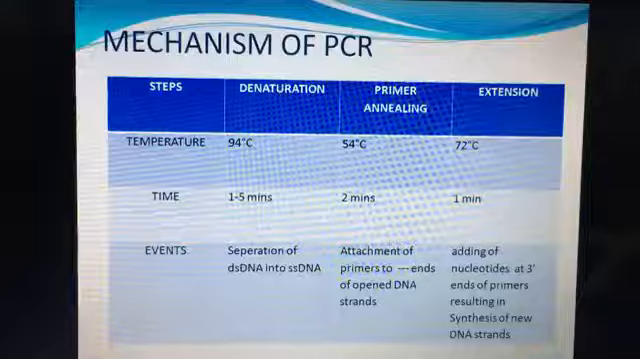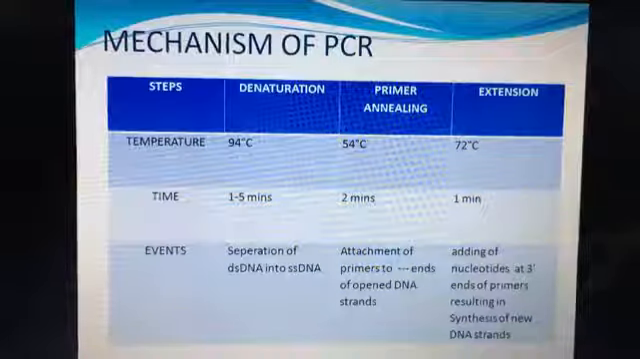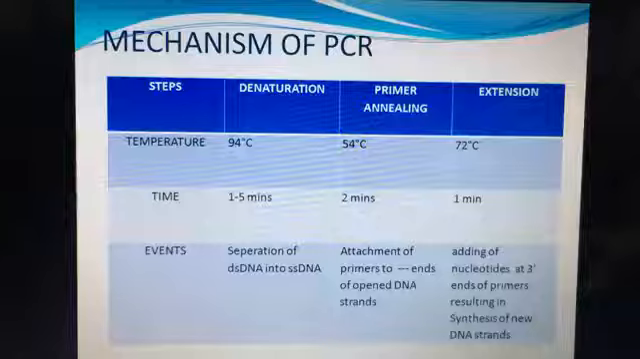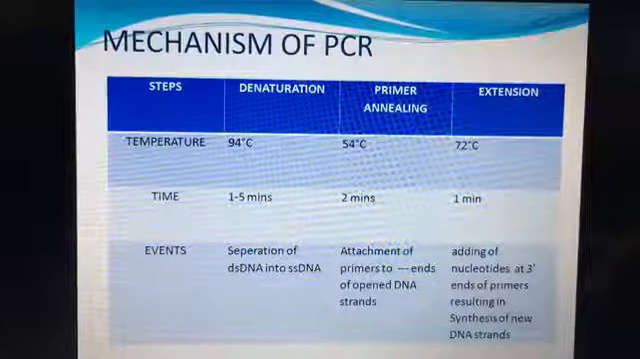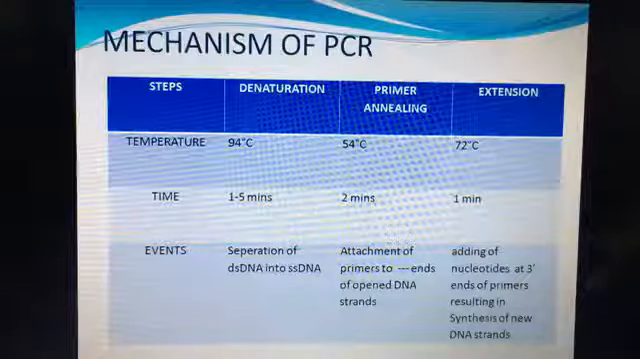PCR depends upon series of 20 to 40 repeated cycles of DNA replication. After each cycle, the number of DNA strands is doubled, and at the end of whole process, 1 trillion copies of DNA are obtained.